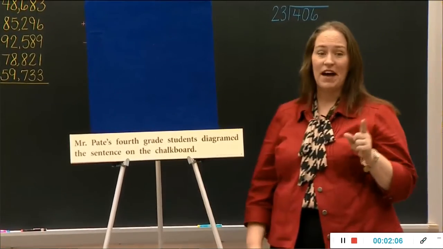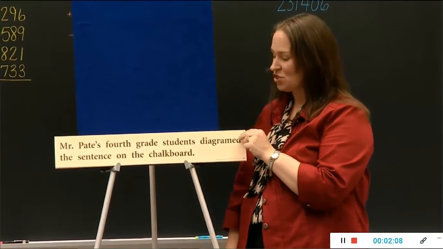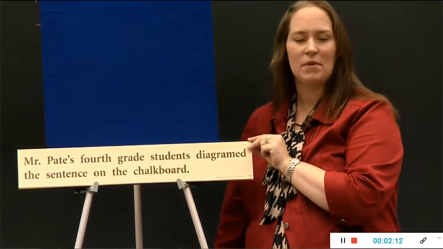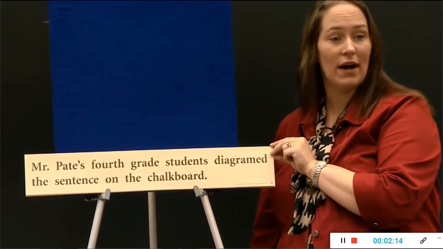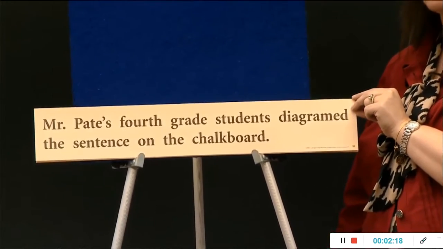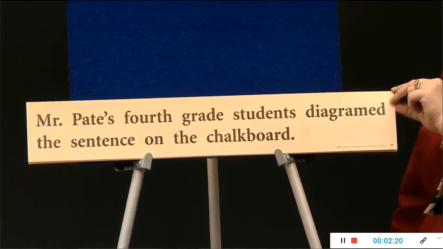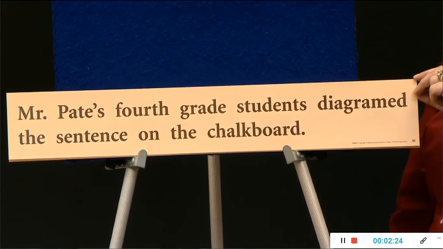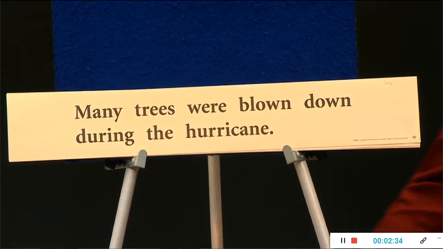sentence parts. Find the verb first. Jay? Diagram. Good finding. Ask who or what before the verb. Emily? Who or what diagram. Now let's answer that question and find the simple subject. Who or what diagrammed, Sierra? Students. You found it quickly. Now read the subject and the verb together. Nathan? Students diagram. Excellent job. We didn't miss a single thing on that sentence.